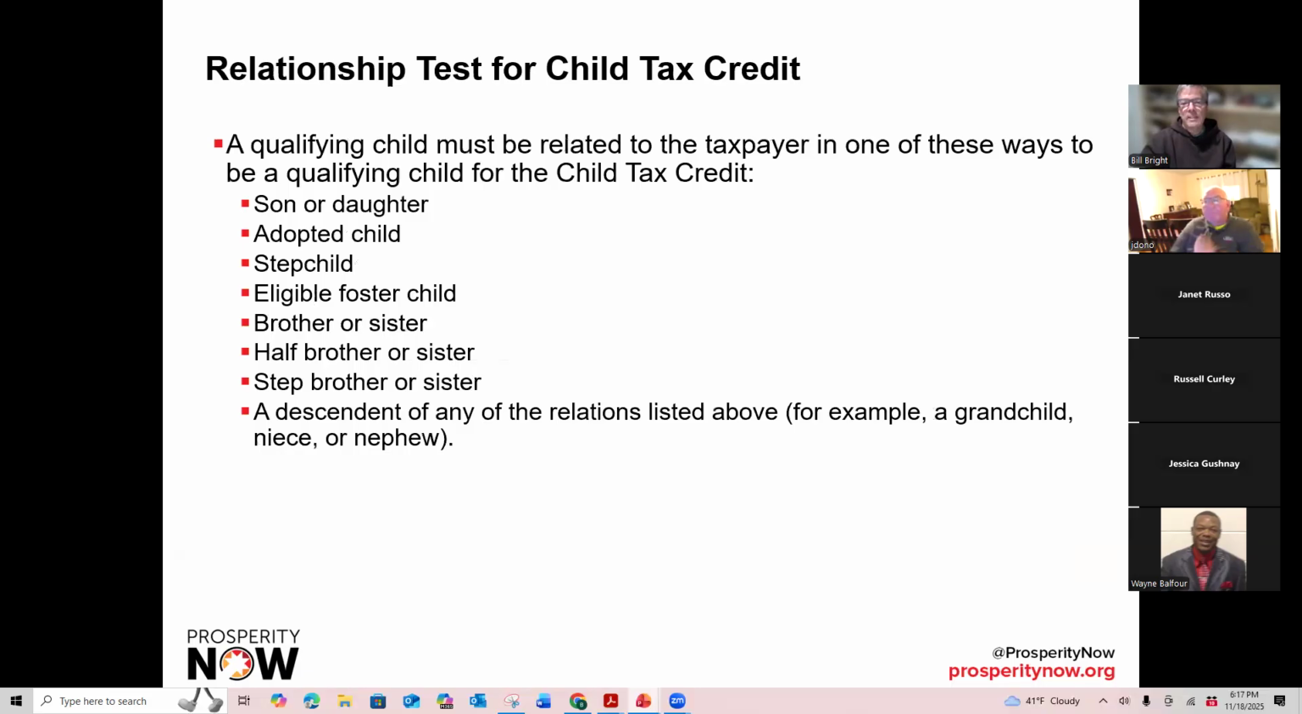Again, must be any one of these. We did this when we were talking about claiming dependents. They got to be one of these: son, daughter, adopted child, stepchild, foster child, brother, sister, half brother, or a descendant of any of the above, like a grandchild.